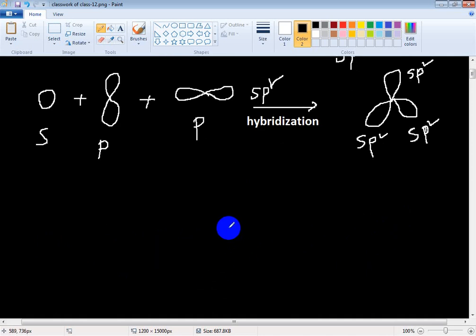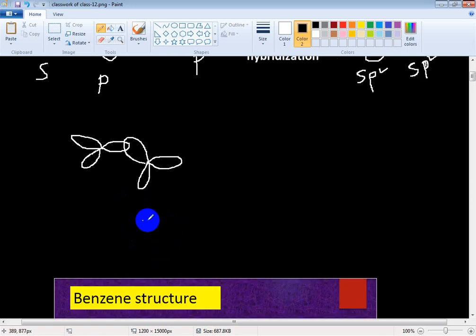So we know benzene contains 6 carbons, and each carbon is sp2 hybridized. How can I draw this one? This is one carbon. Here is another carbon, which contains sp2 hybridized orbitals. This is another carbon, and here also another carbon atom. This also contains sp2.